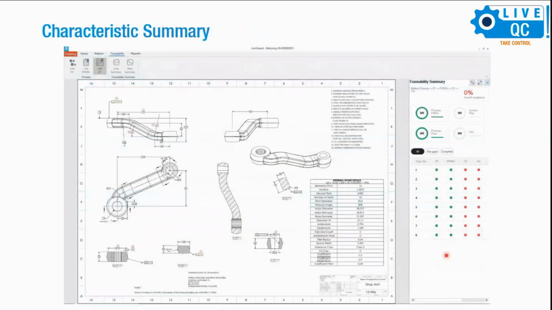Next, the characteristic summary. Where are we now? 8 out of 8 in process FMEA, 8 out of 8 in process flow. So every one of them is mapped to a risk. So it's clearly done. So it is green. But the other two are yet to be started.